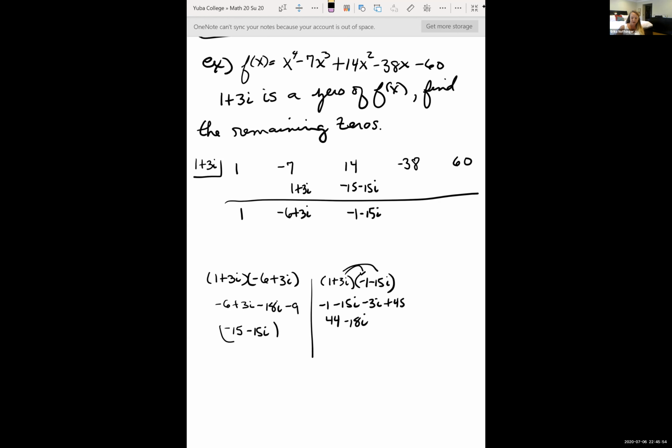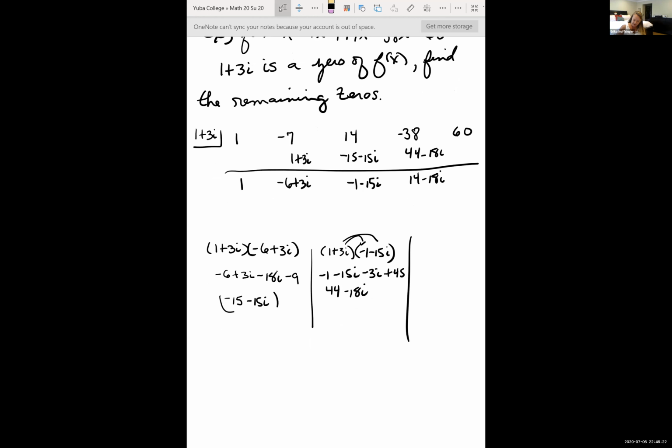Let's put that back underneath, and then let's sum our columns. So -38 plus 44, that is 6, and then minus 18i. Okay, I hope that's a constant. We're going to multiply 1 plus 3i, and I hope that's -60, times 6 minus 18i.